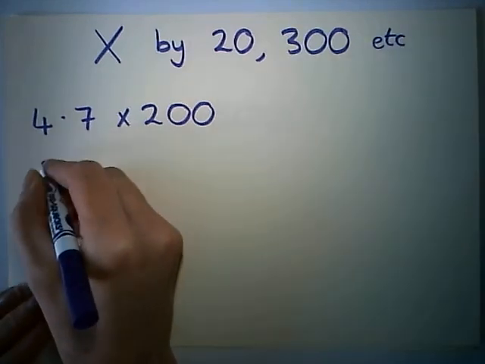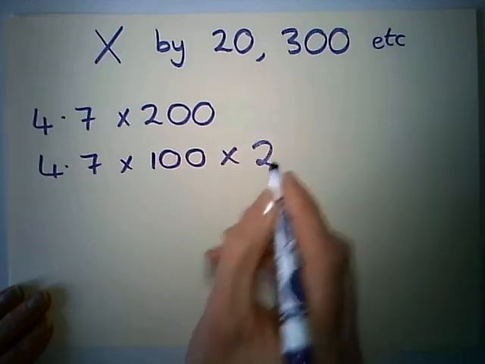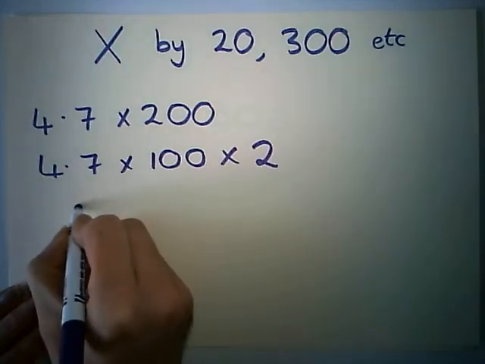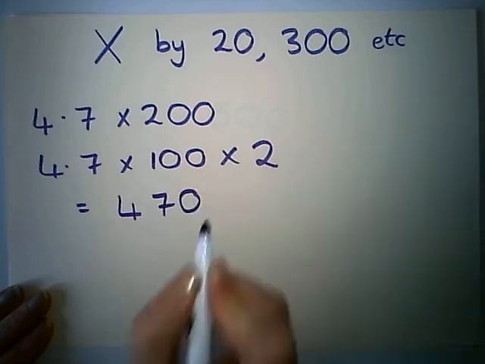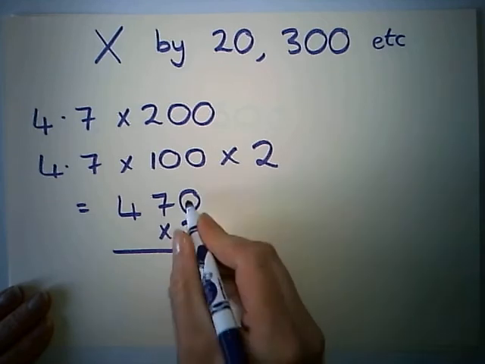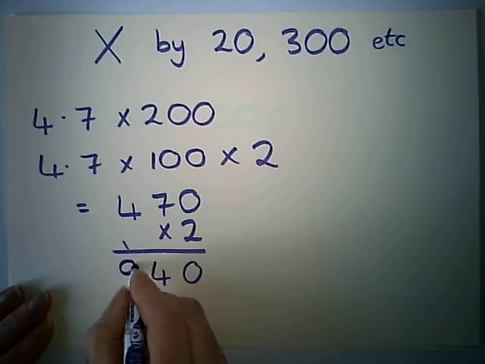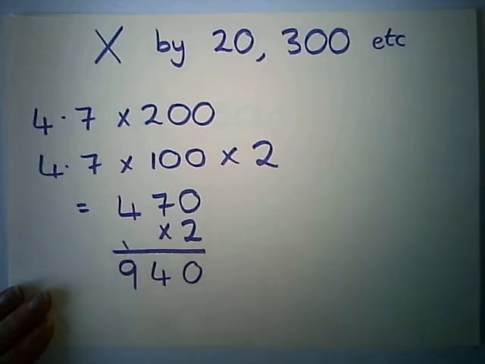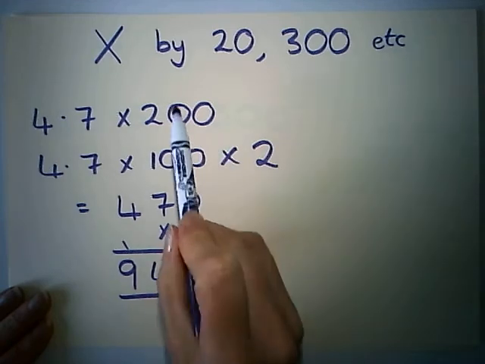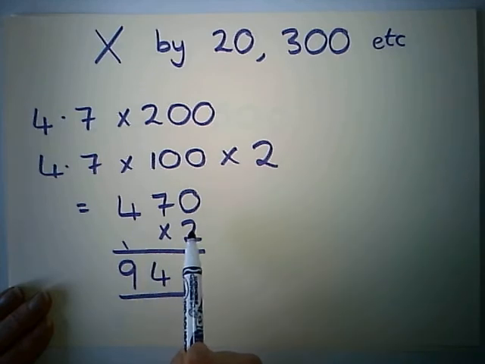So if I multiply 4.7 by 100, I will get 470. And then I need to multiply that answer by 2. So 2 times 0 is 0, 2 times 7 is 14, 2 times 4 is 8, plus 1 is 9. So the answer is 940. So just break it up. So instead of 200, multiply by 100, get an answer, and then multiply that answer by the 2.